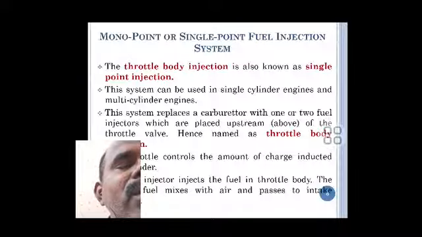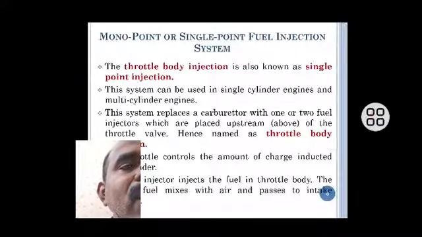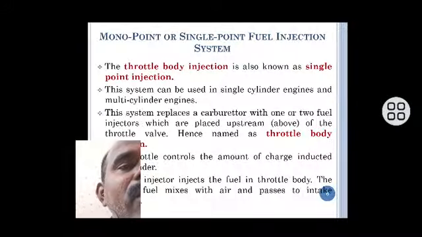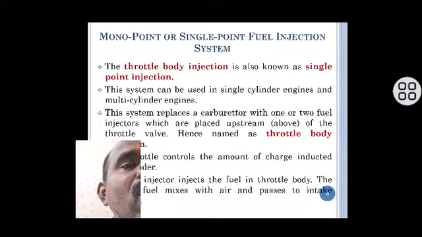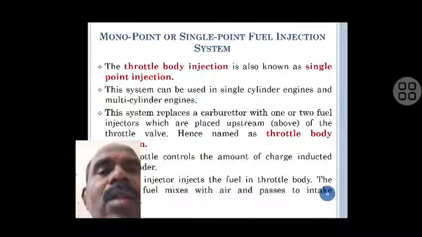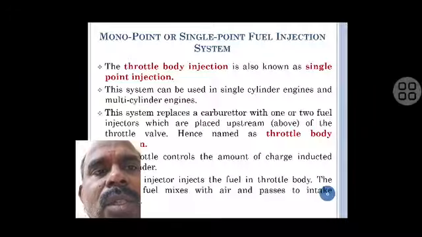Next, the monopoint or single point fuel injection system. The throttle body injection system is also known as the single point injection system. This system can be used in single cylinder and multi-cylinder engines also. This system replaces the carburetor with one or two fuel injectors which are placed upstream, above the throttle valve. Hence, it is named throttle body. The throttle controls the amount of charge injected to the system.